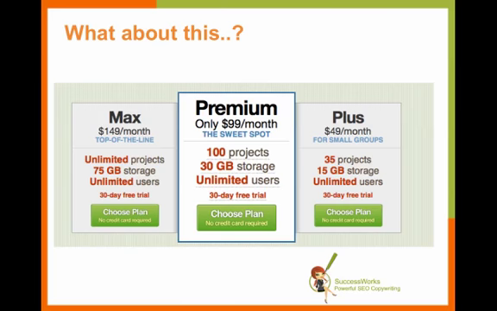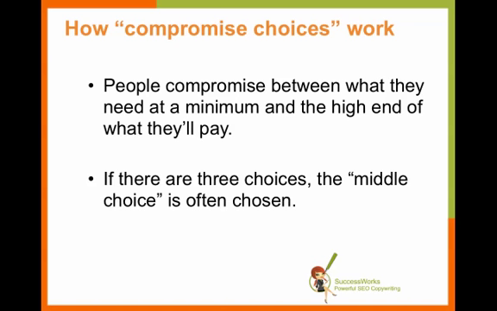There's a reason that they did it the way they did it, and that's called making a compromise choice. This is how people think when they are buying something online and researching. What people are thinking is they're compromising between what they need at a minimum and the high end of what they'll pay. If there are three choices, and three choices are very easy for people to assimilate and figure out which one might be best for them, the middle choice is often chosen.